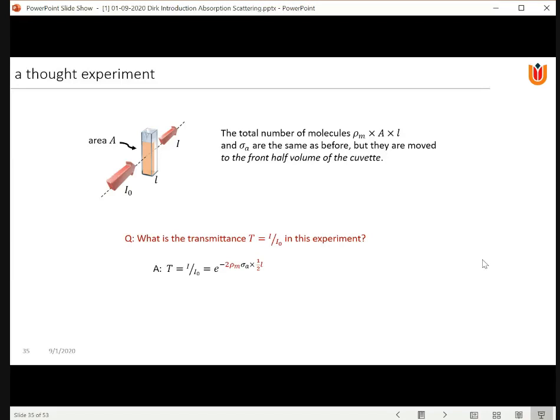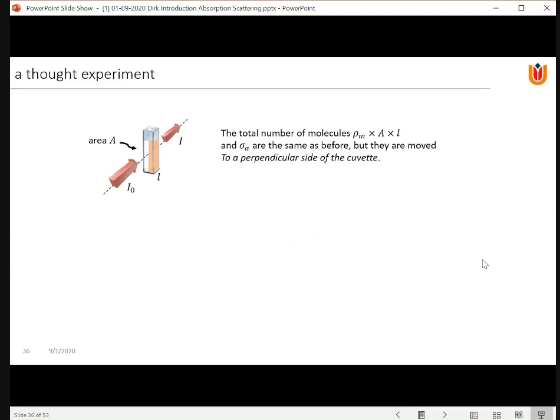But on the other hand, they are all contained in only half the cuvette length. So the length over which the absorption takes place is only half L. So we get two additional factors: a factor of 2 because we've moved all of them to the front, and a factor of half because we now only have absorption over half of the cuvette. So then the obvious question is, what would be the absorption coefficient measured from this transmittance experiment? Well, the 2 and the half obviously cancel. So in this case, we would get exactly the same value for the absorption coefficient.